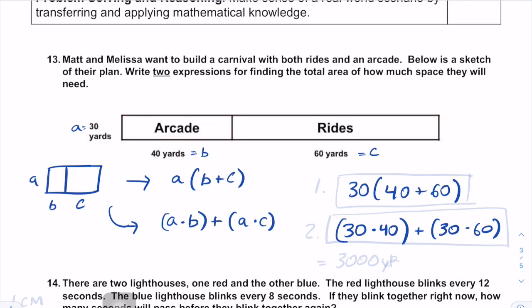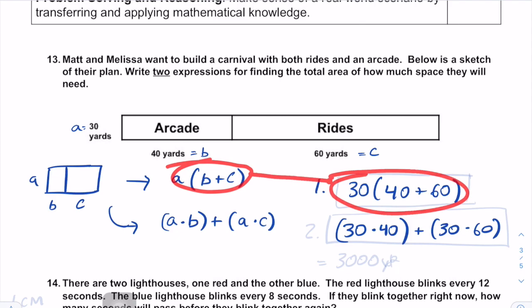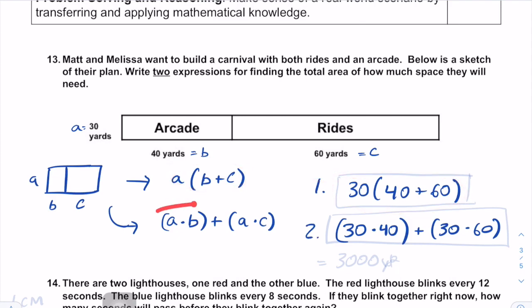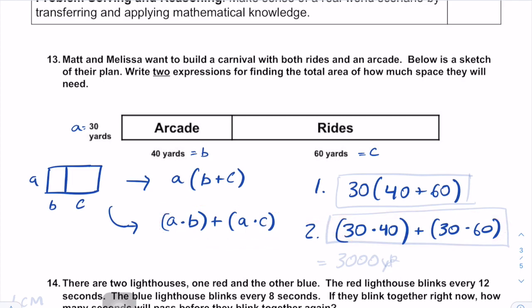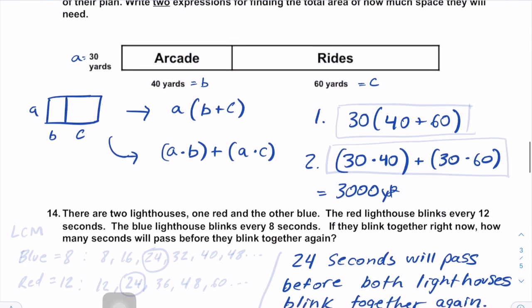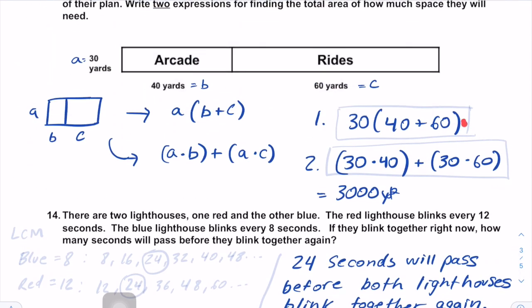So once again, we can see that our first expression here looks just like the expression A times B plus C. And our second expression here looks like the equation or the formula A times B plus A times C. If you were to solve for both, we would find that the product of each do give you 3,000 yards squared. And knowing this means that both expressions are written correctly.